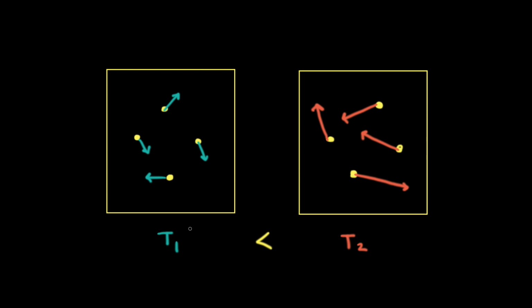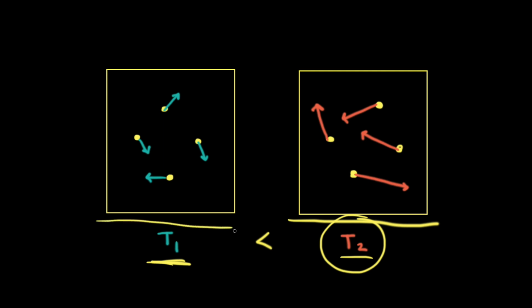Let's say we have two samples of helium gas. One sample of helium gas is at temperature T1, and the other sample of helium gas is at temperature T2. If T2 is greater than T1, that means on average, the particles of helium gas in the second box are moving faster than the particles of helium gas in the first box.